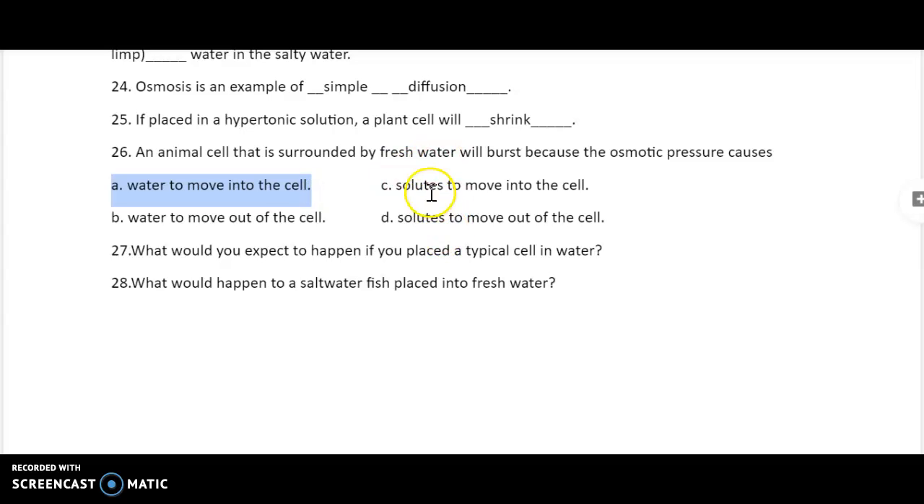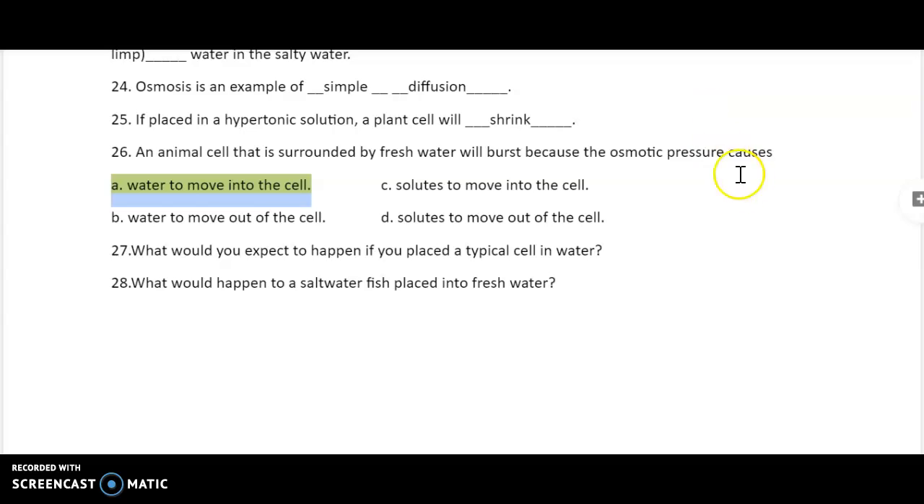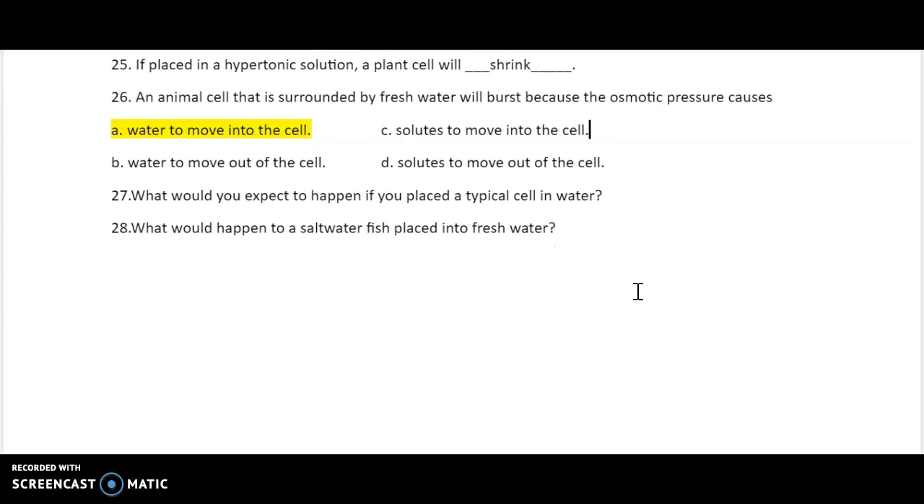If it's talking about solutes moving, we can automatically eliminate those answers. And it says it'll burst, so if it's going to burst, it would have to be swelling, so water would be moving into the cell. So read those questions and use your test-taking skills carefully.